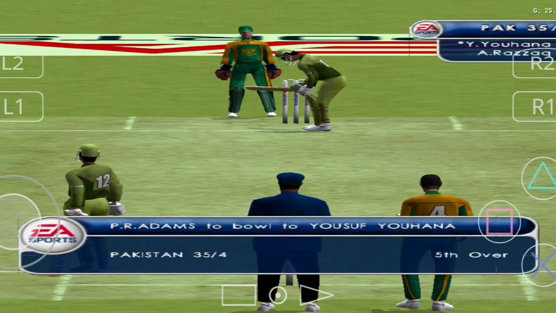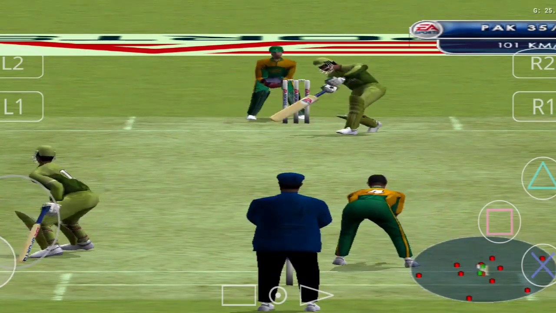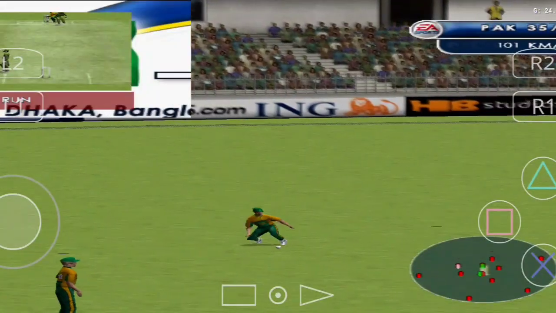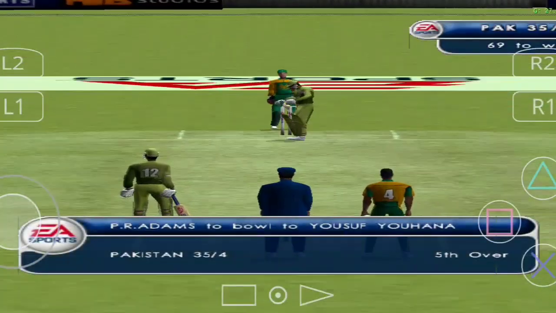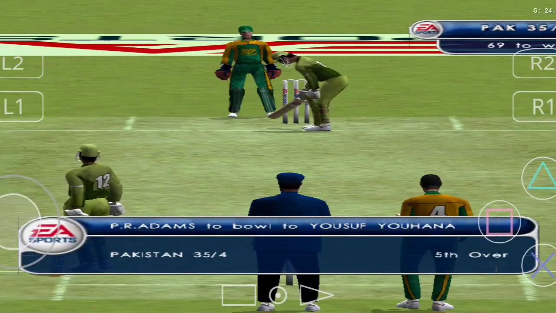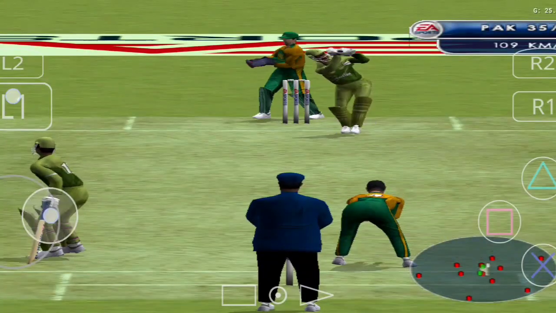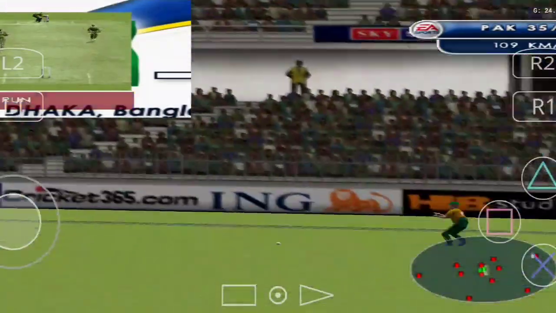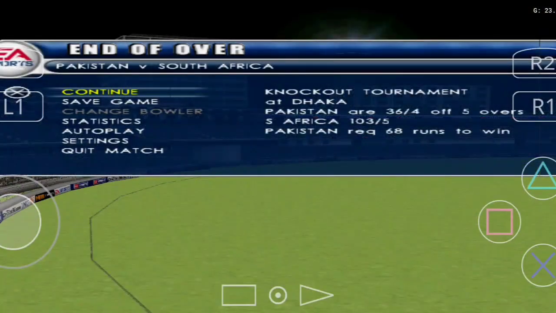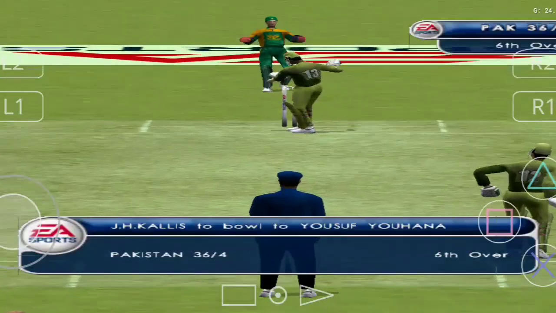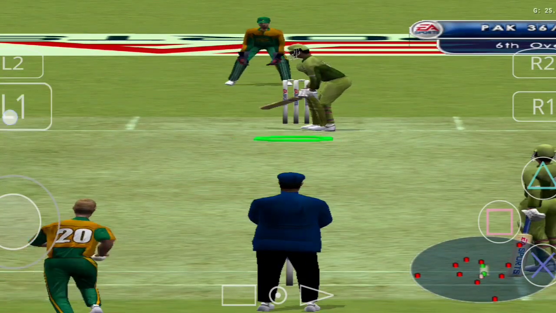Yusuf Yohana facing. Stopped by Kemp. That's the end of the 5th over. We're about to see a change in the bowling. The required run rate is looking more and more out of reach here.